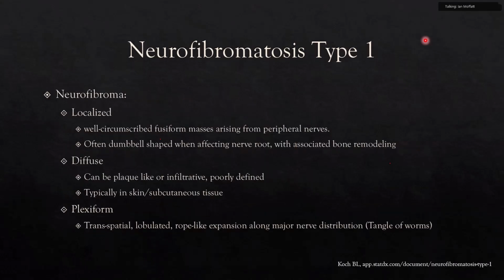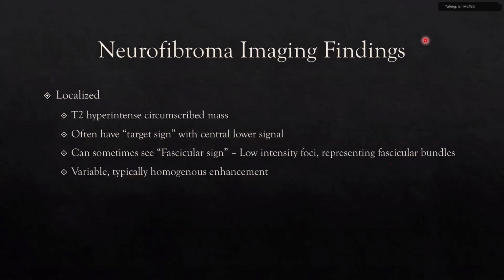So what are some of the imaging features, or what constitutes the syndrome? Neurofibromas can be localized, diffuse, or plexiform. The localized form is typically a well-defined, circumscribed T2 hyperintense mass, often with a target sign with central lower signal. You can sometimes see a fascicular sign, which is low signal intensity foci representing the fascicular bundles coursing through the lesion. They typically have variable but homogeneous enhancement.